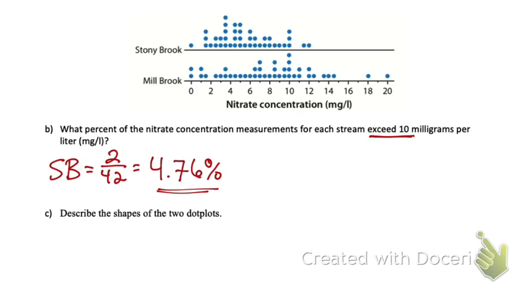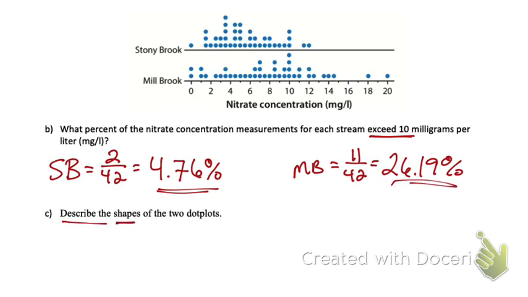Perfect. Look at Millbrook next. How many of the data values exceed 10 for Millbrook? 11 or 10? 11? 11 going once? Going twice? Sold. 11 out of 42. Any guesses on what that is as a percent? 26.19%. Nice. Okay? Perfect.